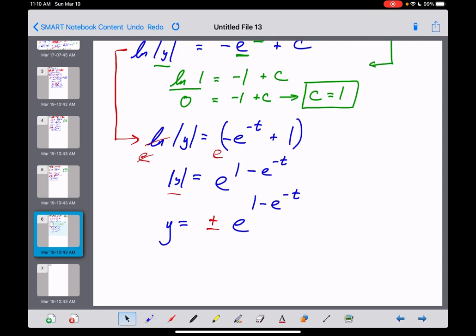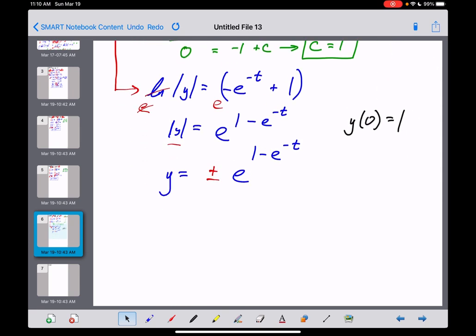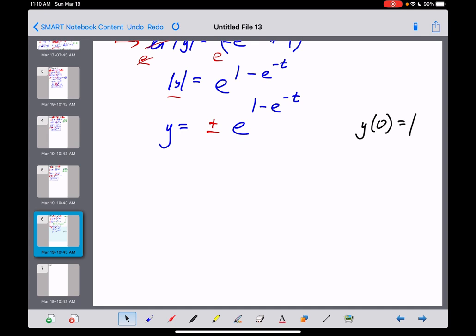I say temporarily because the initial condition that they gave us here, guys, y of 0 is equal to 1, is something we're going to have to consider to figure out which of these two possible cases it is. It's either positive or negative, but it is not both. And in a general solution, when there's a plus c or a times c in there somewhere, you can sometimes leave that plus or minus in your answer because it could be either one. But for an initial value problem, we know which one it is.